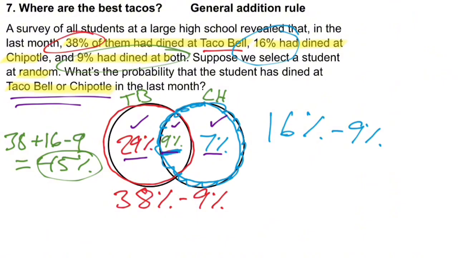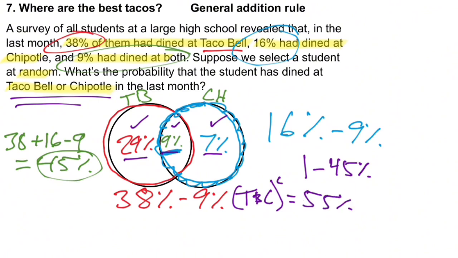Oh, and then we need to put the complement of Taco Bell and Chipotle, which is where you would do 1 minus the probability of having any one of these places. There would be a 45% chance of that happening. So that means the complement of the people who didn't dine in any of these establishments would be 1 minus 45%, and that would be 55%.